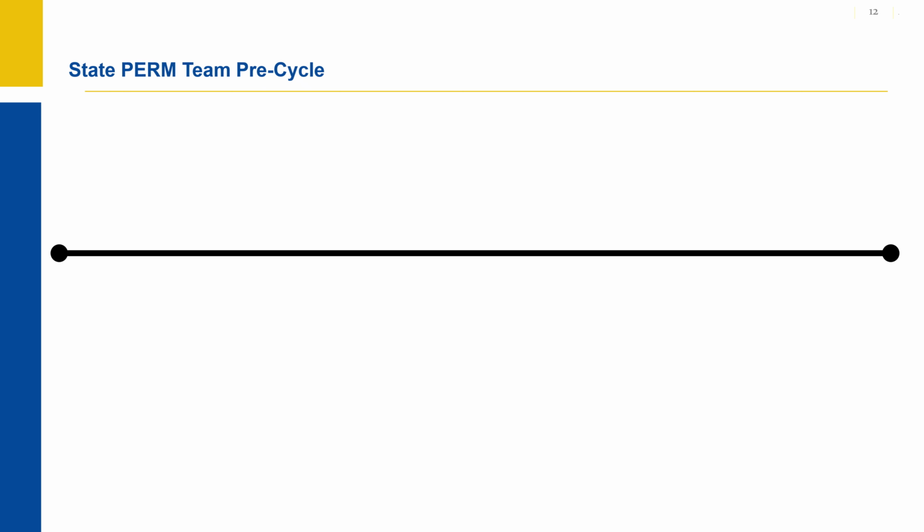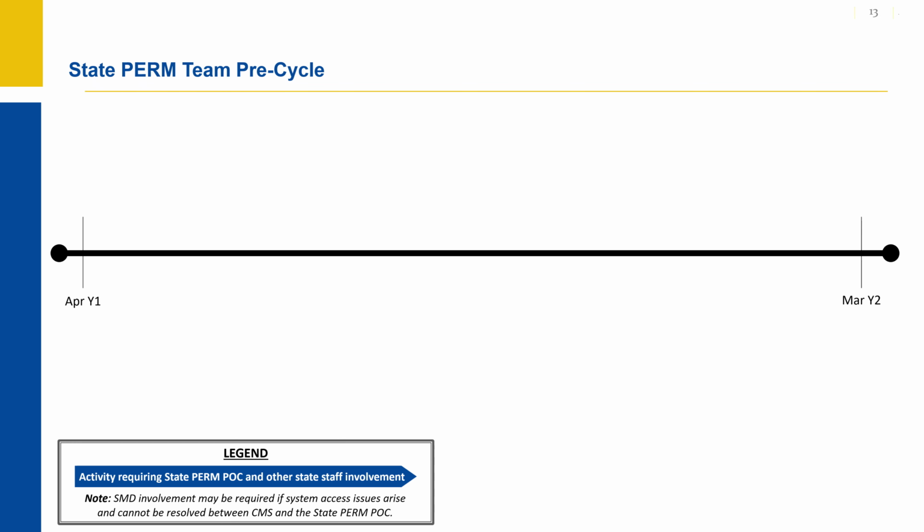In collaboration with CMS and the states, the pre-cycle phase includes all activities that must be conducted by the ERC and SC to plan for case reviews. The pre-cycle phase spans from spring of year 1 through March of year 2. While the activities in the pre-cycle phase only require state PERM points of contact and other state staff involvement, please note that State Medicaid Director involvement may be required if system access issues arise and cannot be resolved between CMS and the state PERM contact.